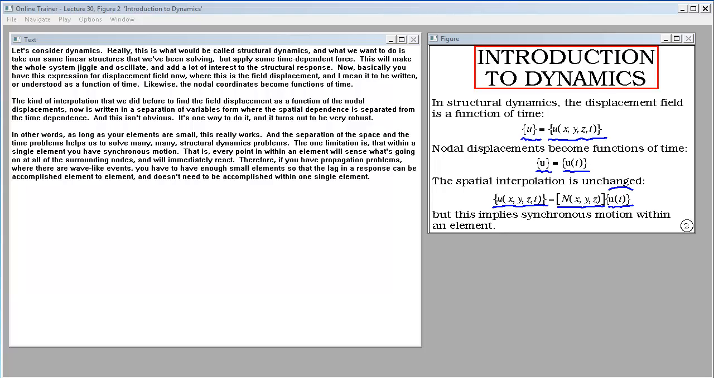The one limitation is that within a single element you have synchronous motion. That is, every point within an element will sense what's going on at all of the surrounding nodes and will immediately react. Therefore, if you have propagation problems where there are wave-like events, you have to have enough small elements so that the lag in response can be accomplished element to element and doesn't need to be accomplished within one single element.